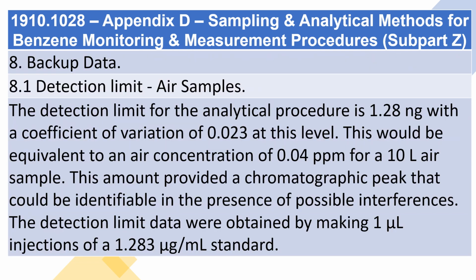8.1 Detection limit, air samples. The detection limit for the analytical procedure is 1.28 ng with a coefficient of variation of 0.023 at this level. This would be equivalent to an air concentration of 0.04 ppm for a 10 L air sample. This amount provided a chromatographic peak that could be identifiable in the presence of possible interferences. The detection limit data were obtained by making 1 µL injections of a 1.283 µg/mL standard.